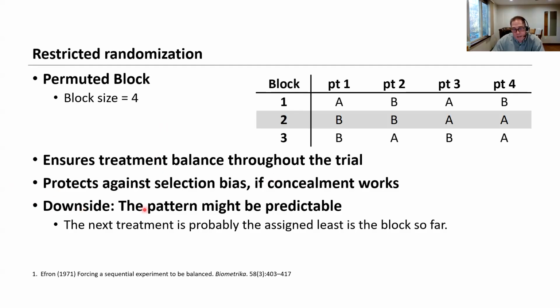The downside here is the pattern might be predictable. If you only have a couple of doctors enrolling patients, they might be able to figure out what the next treatment is. In a cooperative group, we have so many doctors and so many hospitals enrolling simultaneously that there's no way they could figure out what that allocation is. So it's something to be cognizant of if you're going to use permuted blocks.